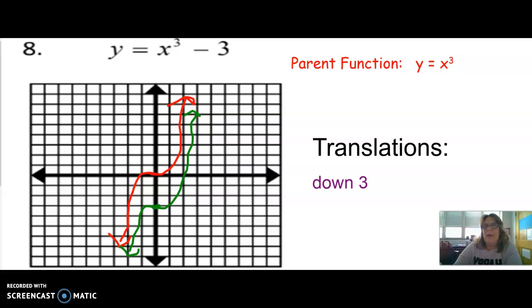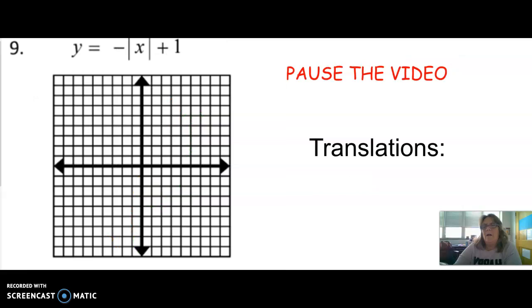For number 8, we have a cubic function. Here we have a -3, and the -3 is not inside any grouping symbol, so it's just translated down 3 units. Problem number 9, pause your video.